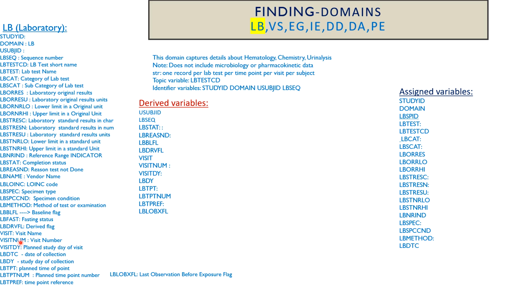Then we have visit number, visit name, date of collection and study day, LBTPT and LBTPTNUM, the planned time point and planned time point number, and the reference time point. These are derived variables, and we'll see how to derive them in the next slide. The other variables are assigned variables, for which we capture the details from source data.